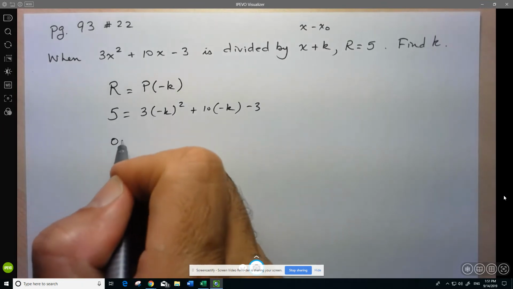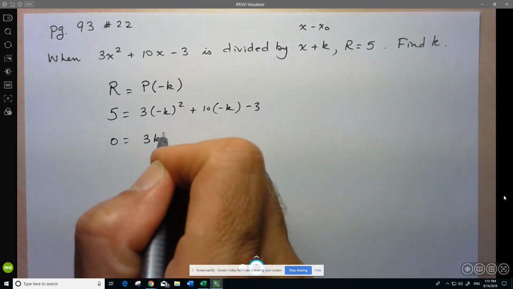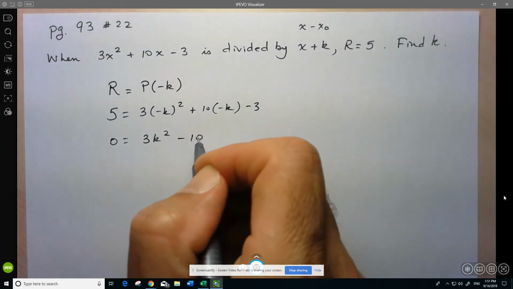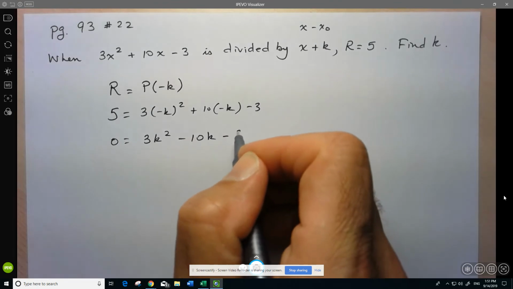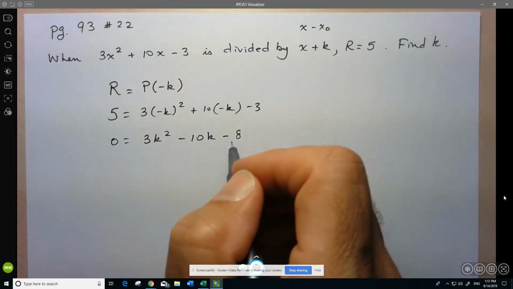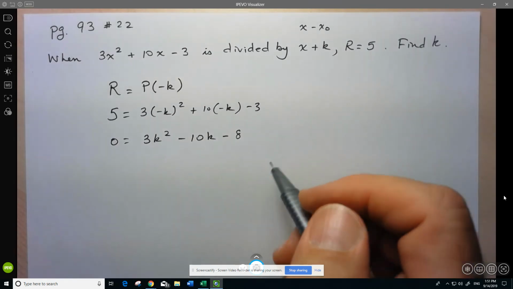So here, I'll bring 5 to the other side. So what do we have? Negative k squared is just k squared. So 3k squared. This is going to be minus 10k. And negative 3 minus 5 is negative 8. All right, so now we could use a quadratic formula, but I'm going to try factoring here.